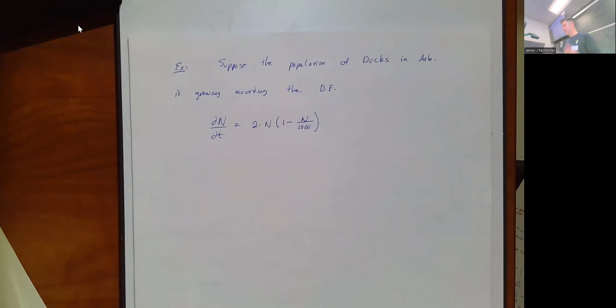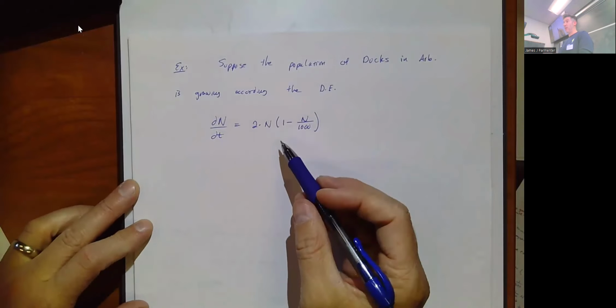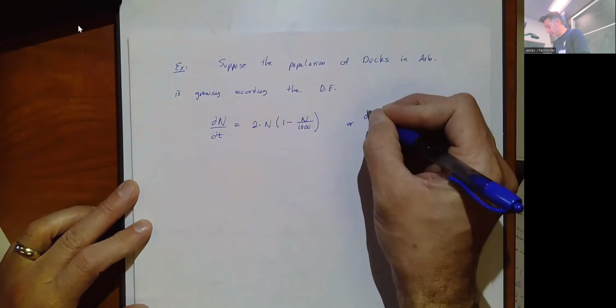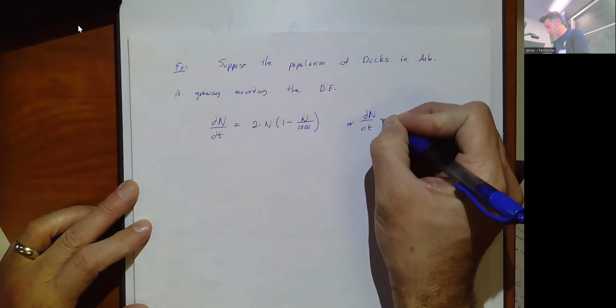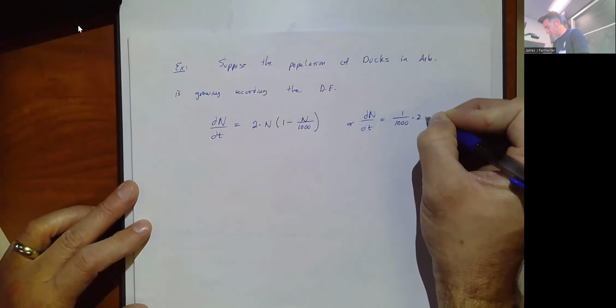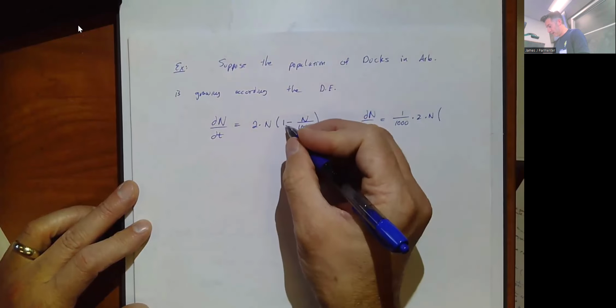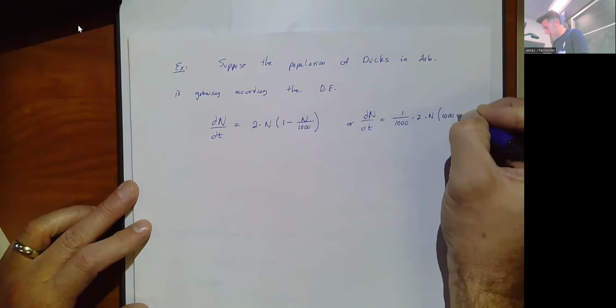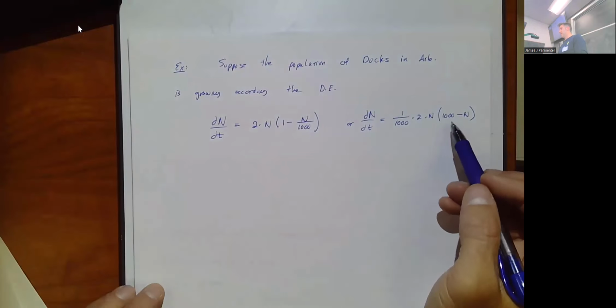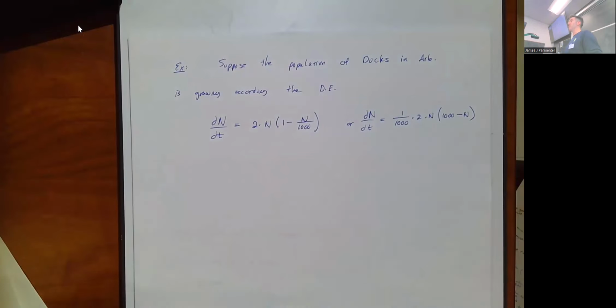But the idea here, and I actually like to write this a slightly different way. I like to factor out the 1 over 1,000 and write it as dn/dt equal to 1 over 1,000 times 2 times n times 1,000 minus n. Either way is totally fine. I like seeing it this way because it's a little more clear that 1,000 is the limiting factor for the number of ducks you can have.